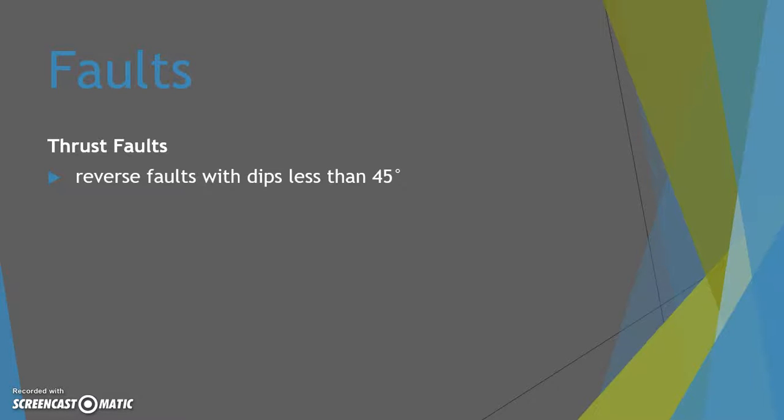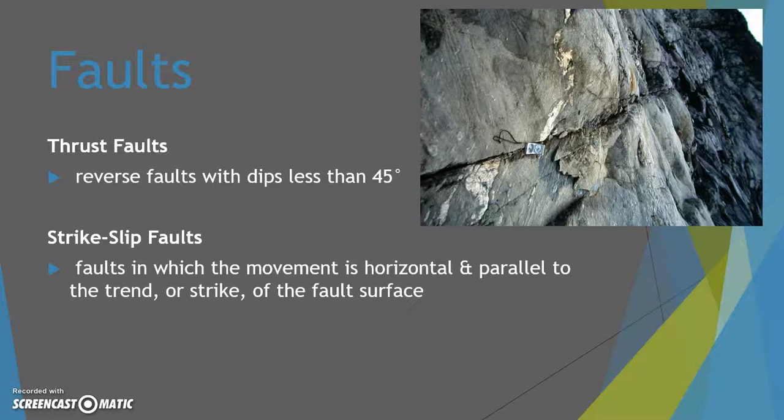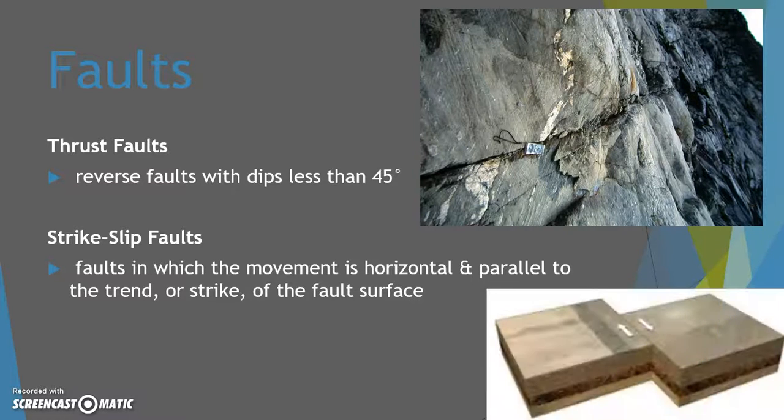The other two types of faults that we have are thrust faults. It's a reverse fault, so it's still hanging wall moves up, but the dip is less than 45 degrees. So it's a very, very shallow angle. And then we have what's known as strike slip. And this is where the movement is occurring horizontal and parallel to your trend. So this is a horizontal movement instead of an up and down movement. And you can see that in the image at the bottom.